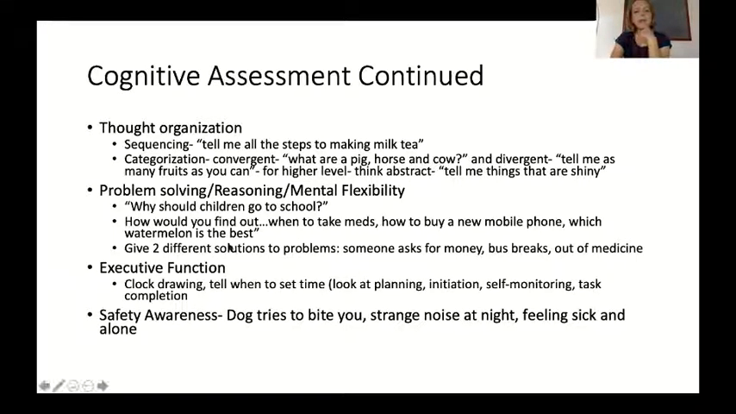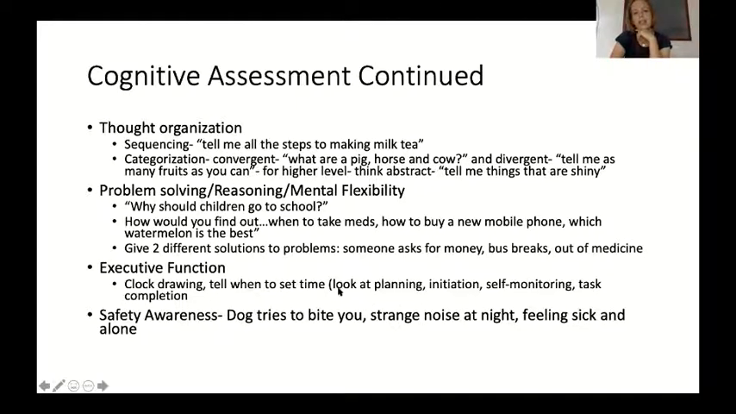One of the other questions I really like is give two different solutions to a problem. This shows mental flexibility. So maybe you're on the bus and it breaks down. Well, one thing you can do is you can sit and wait. Another thing you can do is you can try to flag down another bus, right? So there's two choices to a lot of our life situations. Some things obviously have one safe choice, but some things have a lot more flexibility. If someone asks you for money, you can give it to them, or you can say, I can't give it to you. You can make choices.